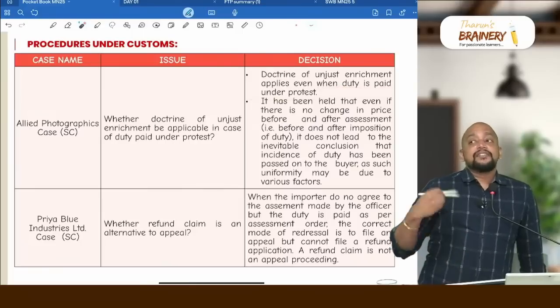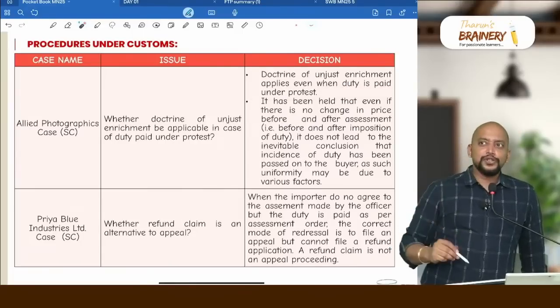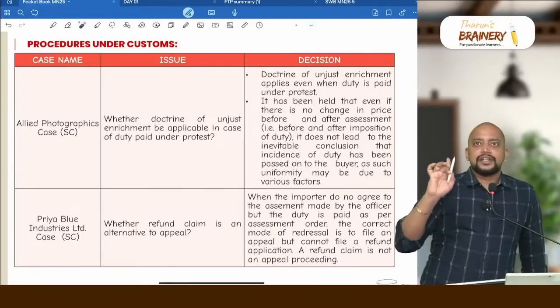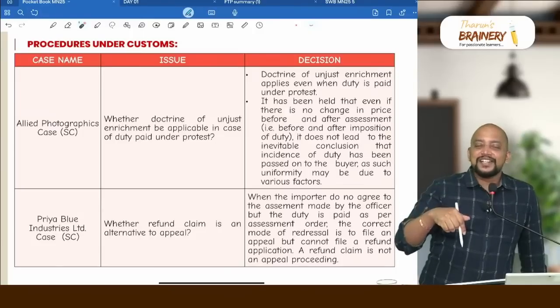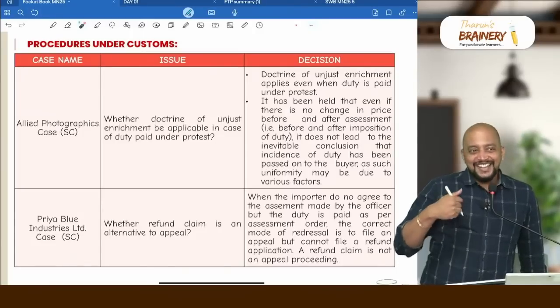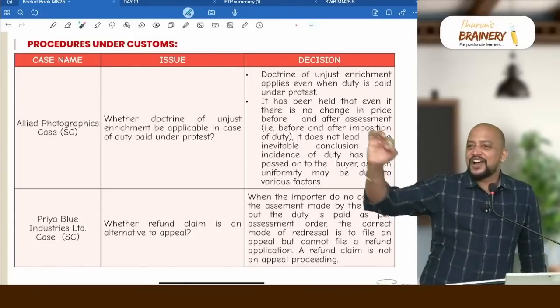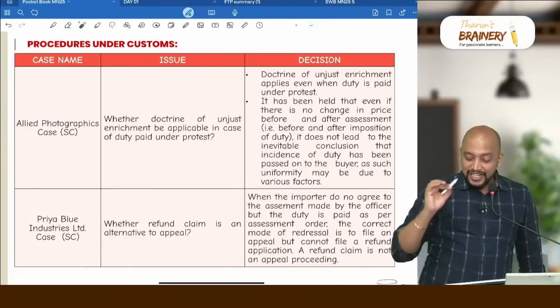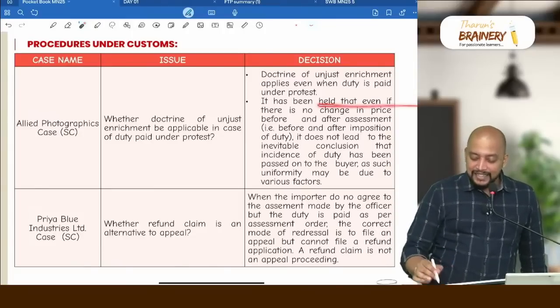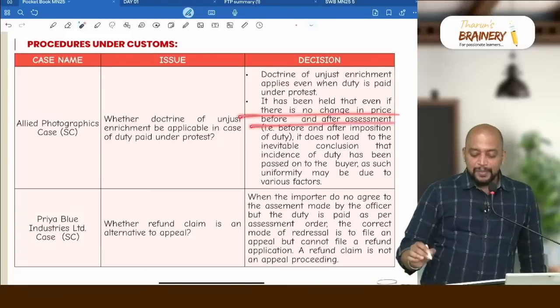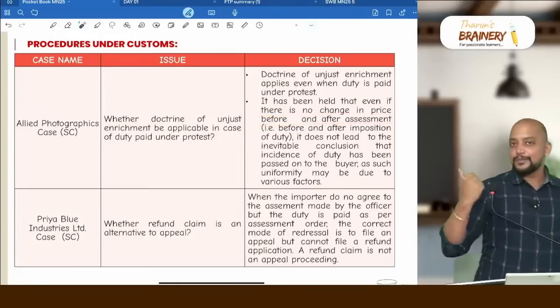They will give this question in the exam. You will think, duty paid under protest, sir said one exception, maybe this could be that exception, and therefore the doctrine of unjust enrichment is not applicable, like that you will write. So it is applicable. It has been held that even if there is no change in the price before and after assessment. So, awesome point it is.